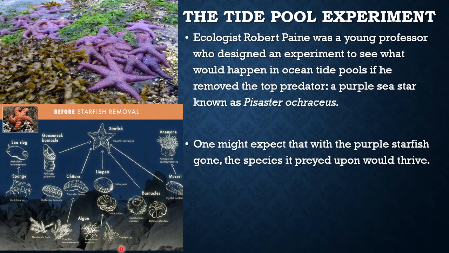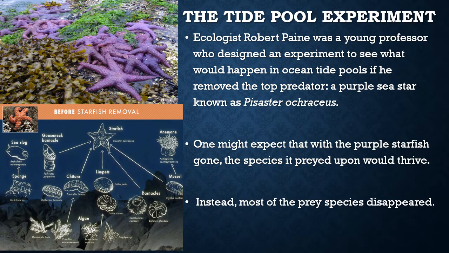superficial understanding of what actually happened, because what actually happened was once he removed the starfish and he came back many, many times over the course of several years, everything disappeared except for one species. So we'll get to that. The entire ecosystem essentially collapsed on itself. It essentially came down to one species left over after the starfish had been removed.